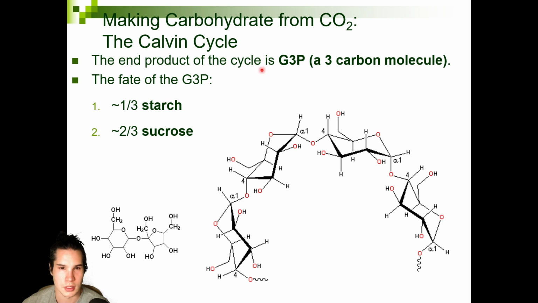So the end product of the Calvin cycle is technically glyceraldehyde 3-phosphate, a 3-carbon molecule. And that glyceraldehyde 3-phosphate is then used to create sugars. Some of this sugar is stored as starch, and then some of the sugar is used to make sucrose, which we know sucrose is going to be a combination of glucose and fructose, two isomers of one another.